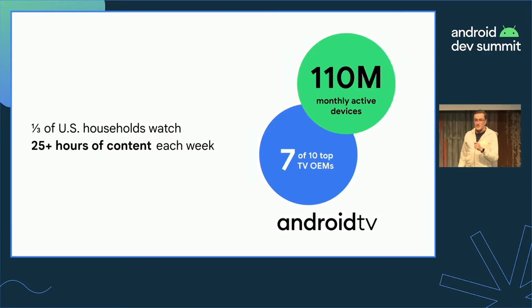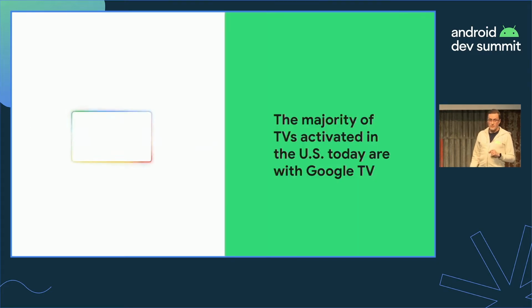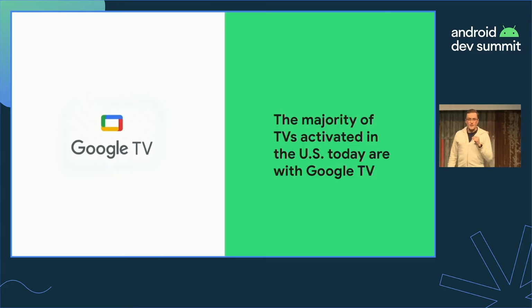Android TV OS now has over 110 million monthly active devices, available on over 300 partners worldwide, including 7 of the 10 largest smart TV OEMs, many with the delightful Google TV experience. So now, the majority of TVs being activated in the US are with Google TV.